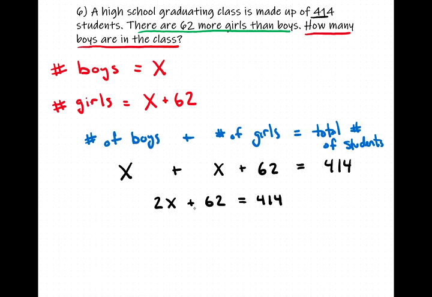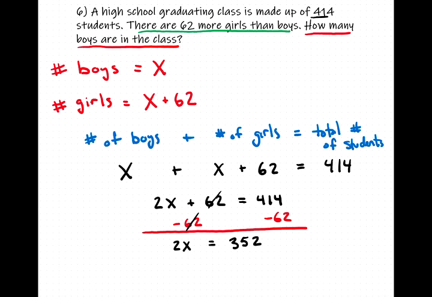All right, so to get x by itself, to isolate the x, we need to get rid of the 62 and the 2. So 2 numbers to eliminate, 2 steps to do that. So we can get rid of the plus 62 with a minus 62. So minus 62 from both sides. On the left, the positive and negative 62s cancel. We're left with a 2x. And we have 414. Subtract 62 from that, we will get 352.